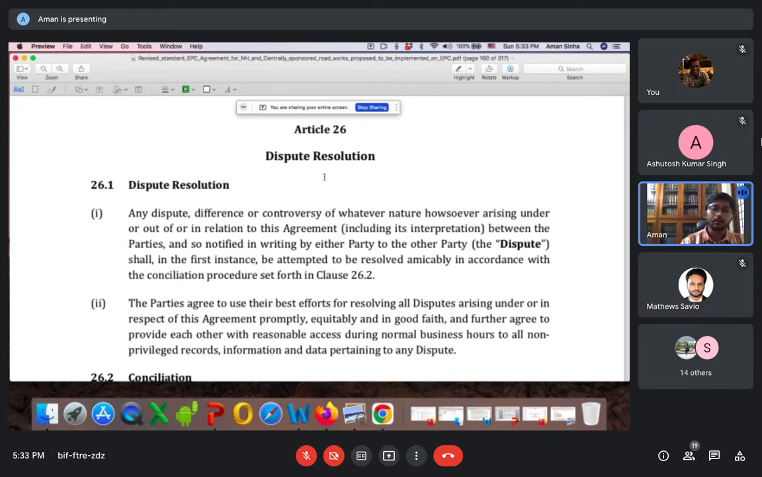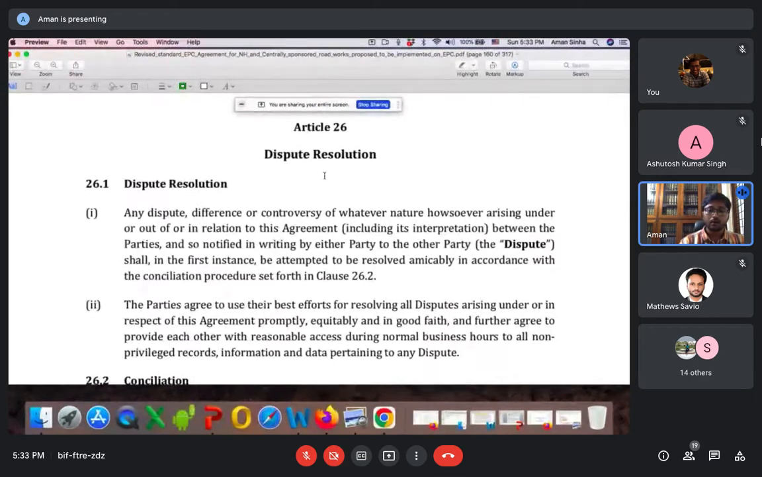can be taken into three categories. One is delay, another is disruption, and another is design claim. It means delay claim, disruption claim, and design claim.